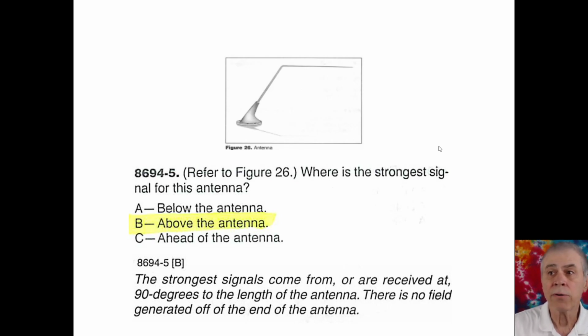Oh, okay, I got that one wrong. The strongest signals come from or are received at 30 degrees to the length of the antenna. There is no field generated off the end of the antenna. Okay. There you go. I'm not going to get 100%. Well, maybe now that I've reviewed, I would.